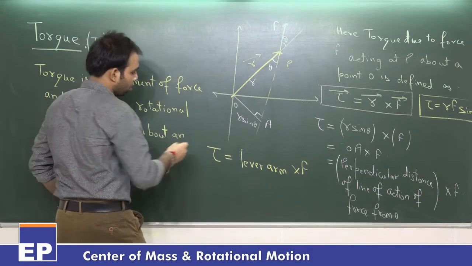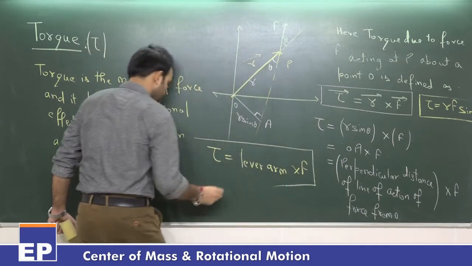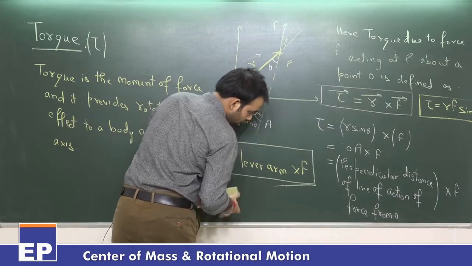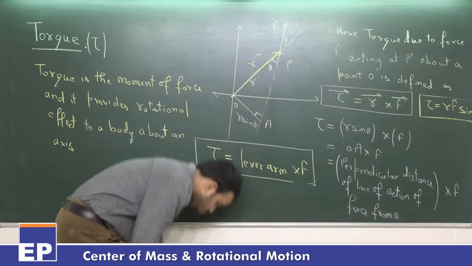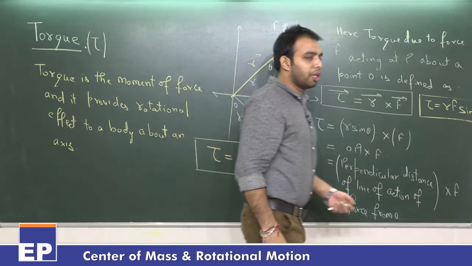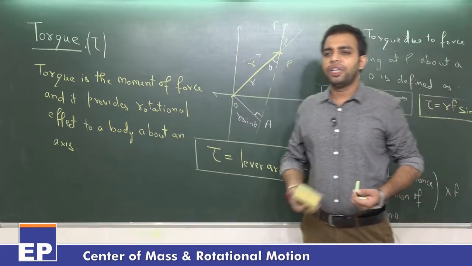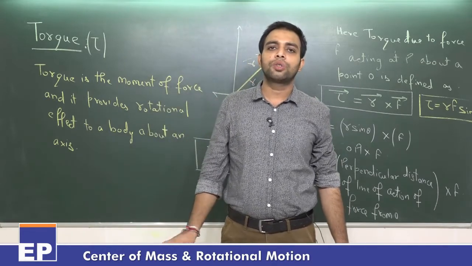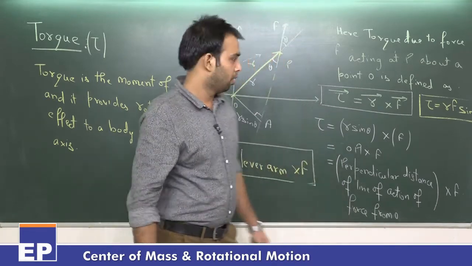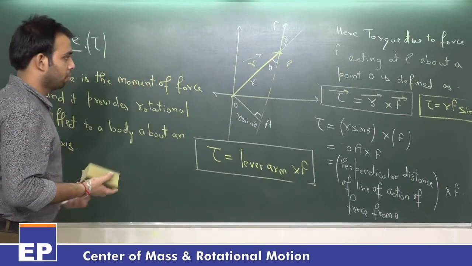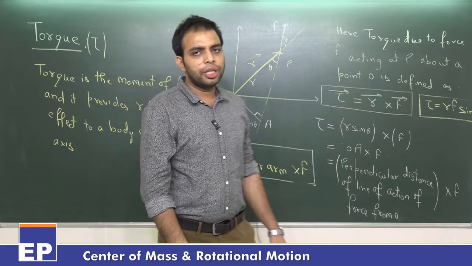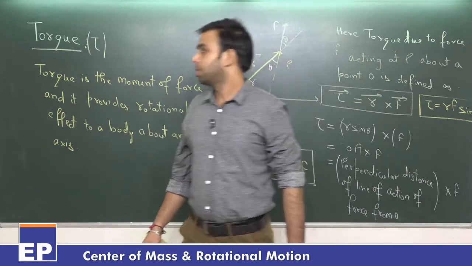This is also written as the torque of any force about any point. So it is written as R cross F, that is R into F into sin theta, or as R sin theta into F, where R sin theta is called the lever arm. Clear? So this is the torque. Similarly, it is defined about an axis.